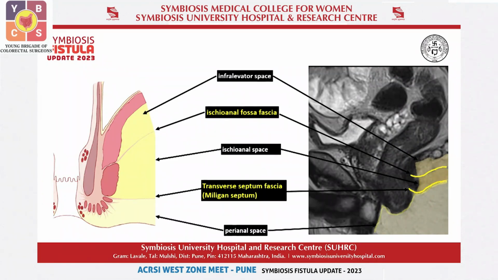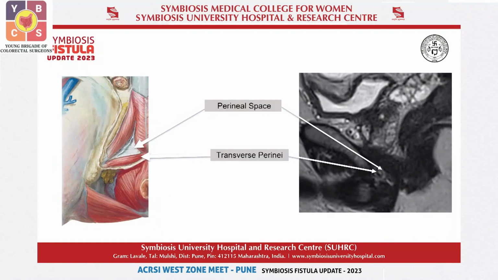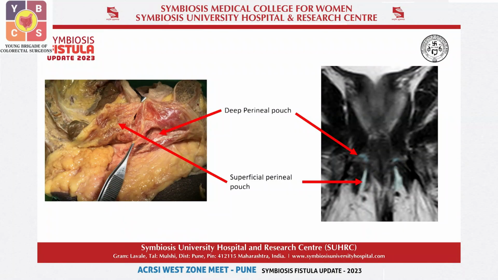Okay, now we can see this is the fascia, this is the transverse septum fascia, which is called Milligan fascia, and this is the ischioanal fascia, which divides this space into the perianal space, the ischioanal space, and the infralevator space. We have seen these cadaveric images before. So this is how we identify the anatomy on MR.